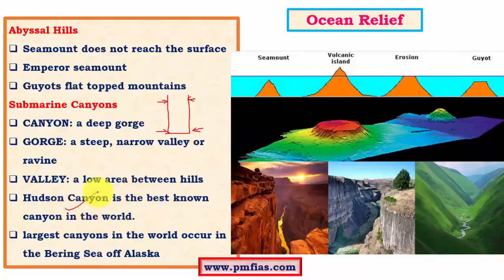Hudson Canyon, which is a part of the oceans, is one important canyon in the oceanic region. It is near New York City and the surrounding continental shelf. The largest canyons in oceans occur in the Bering Sea of Alaska. The Bering Sea is the sea between the Russian region and the Alaska state of USA.